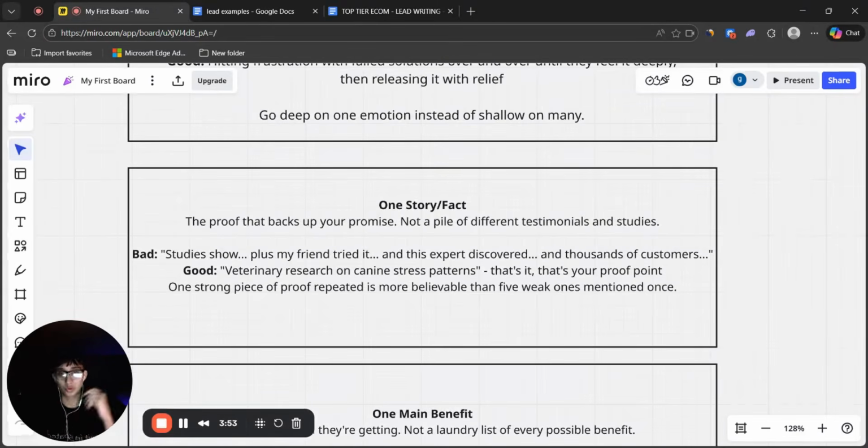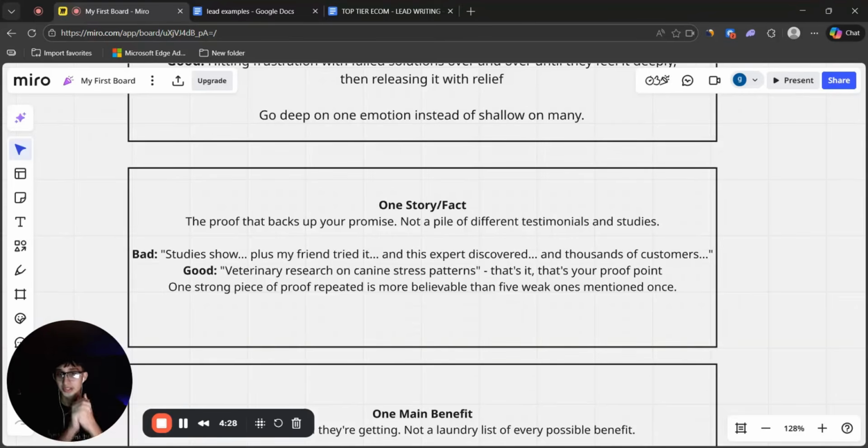One story or one fact. The proof that backs up your promise, not a pile of different testimonials and studies. You only need one piece of proof that's strong. A bad example: studies show, plus my friend tried it, and this expert discovered, and thousands of customers. If in your ad copy it's, oh, this doctor found out, and then my friend at Bingo showed me, and then this expert in Arizona found out, and then look at all these customer testimonials, I mean, nobody wants to read that. But if you have one strong thing, it's believable.